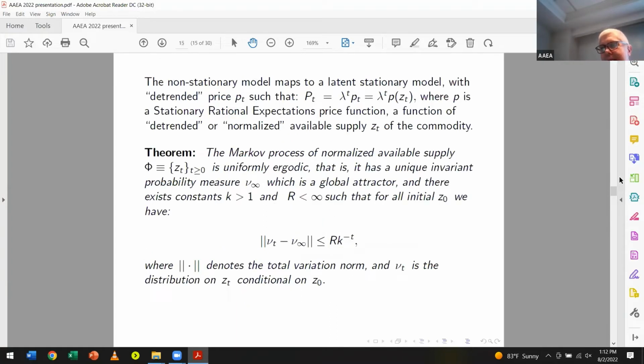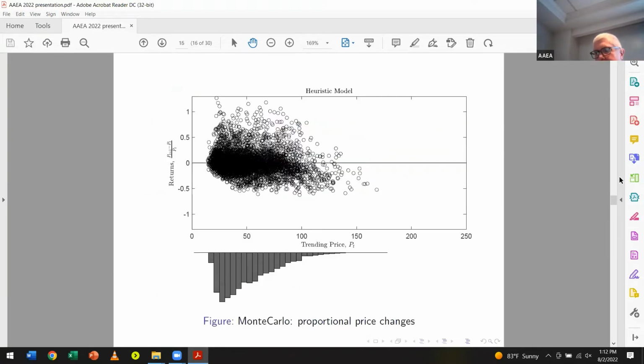Now, some technicalities here. This model maps to a stationary model, which is equivalent to the model with trending data, but in the stationary model, we are able to do our econometrics. I mean, the proofs, the econometric theory. We do econometric theory here.